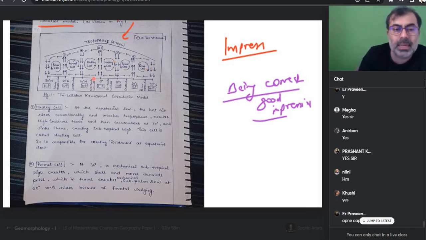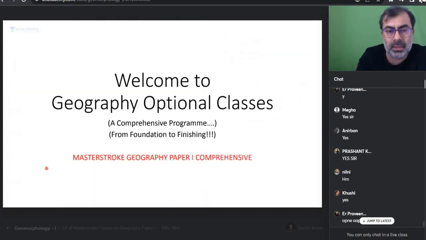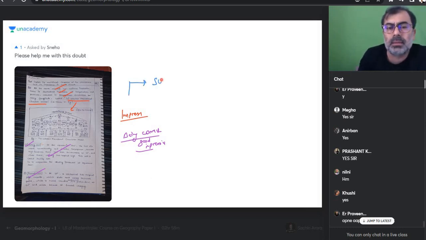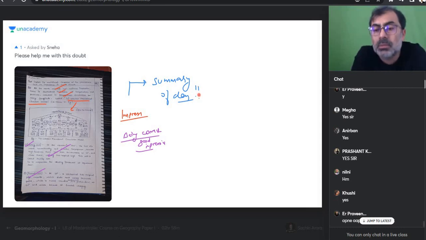उसके बाद इन्होंने Hadley cell बनाया. At the equatorial low, the hot air rises. Hadley cell explain किया, Ferrel cell explain किया, and she has explained आगे भी. Yes. So her answer has a feedback that her answer is what I taught in the class. This is more like a summary of class. But in the answer, more things will be needed.